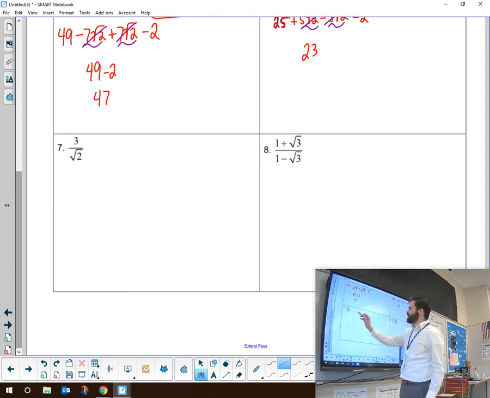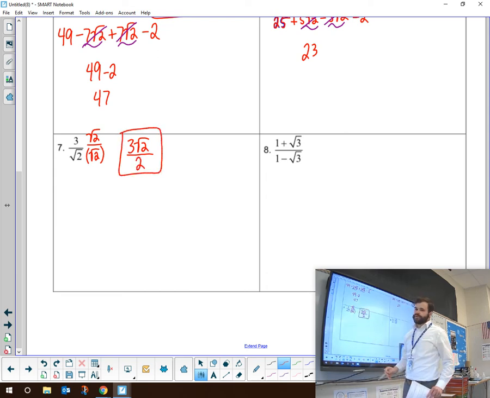So it's just going to be times the square root of 2 and times the square root of 2. 3 times the square root of 2 is 3 square roots of 2. Square root of 2 times the square root of 2 is 2. Remember, if you multiply the square root times the square root and we're using the same exact number, the square root just goes away.